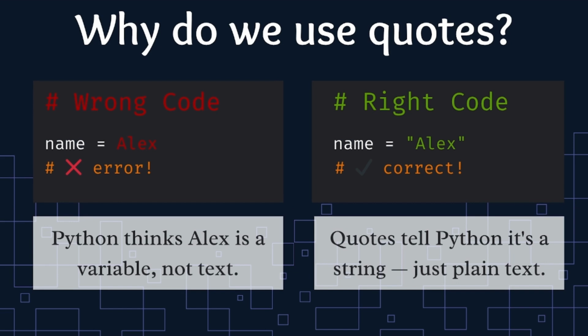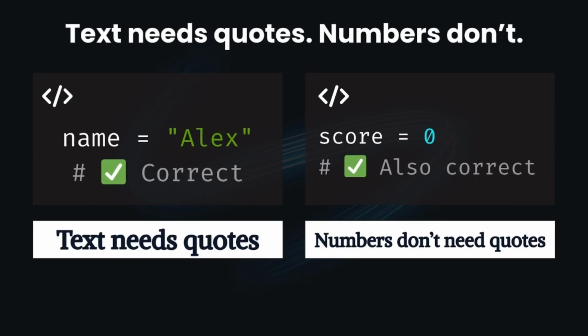Next, why do we use quotes? Notice the quotes around Alex? That's because Alex is just text. We call it a string. In Python, strings must go inside quotes. Otherwise, Python gets confused. So, the second code here is correct, but the first one is wrong and will crash your program. Why? Because Python thinks Alex without quotes is another variable, not a word. So remember, if it's just plain words, wrap them in quotes. Numbers, no need because we might want to do maths with them later.